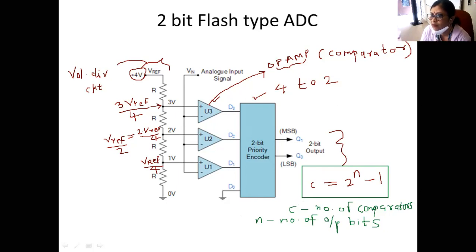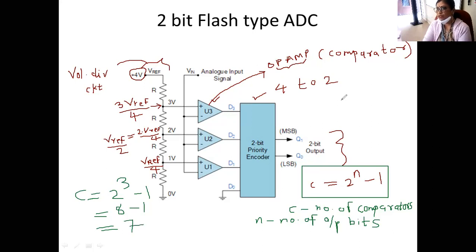How many comparators do we require if we want to build a 3-bit flash type of ADC? 7. 7 comparators because N is equal to 3. So C will be equal to 2 to the power of 3 minus 1. So what is the value of 2 to the power of 3? It will be 8. 8 minus 1, which is equal to 7.